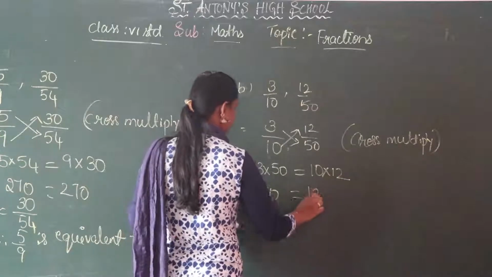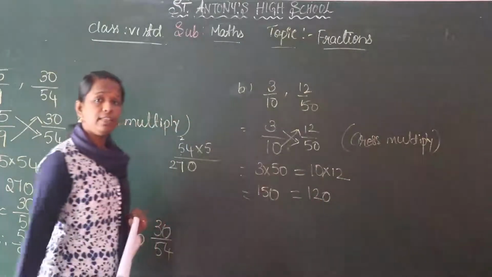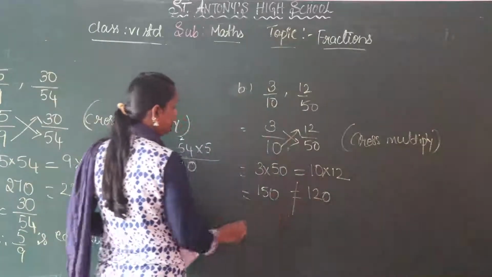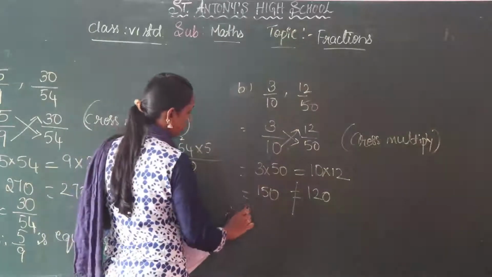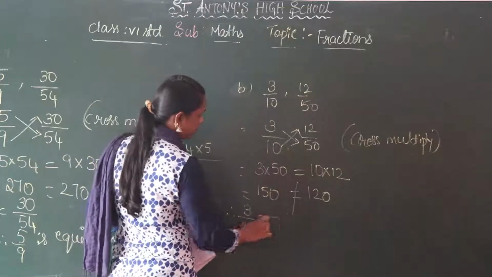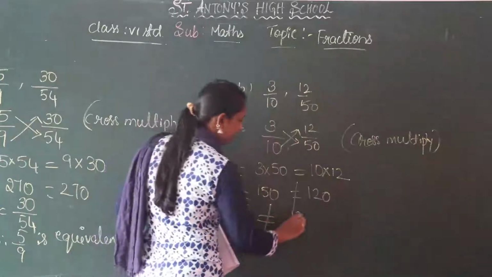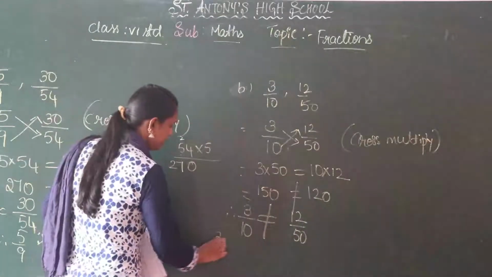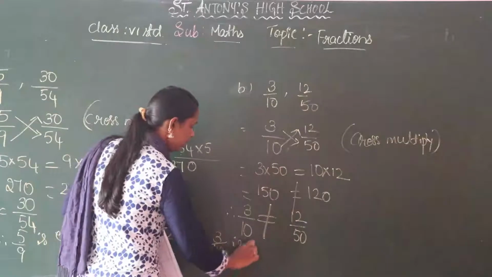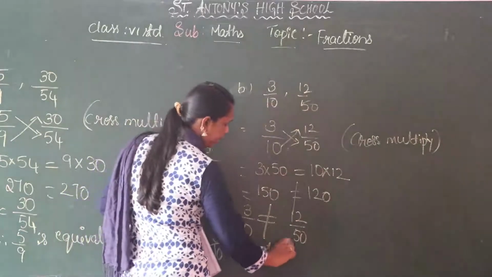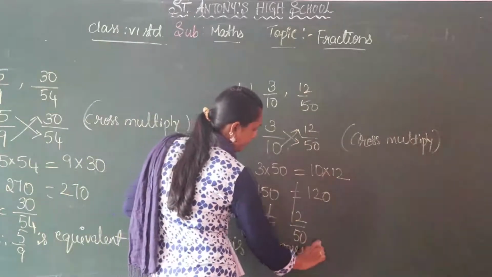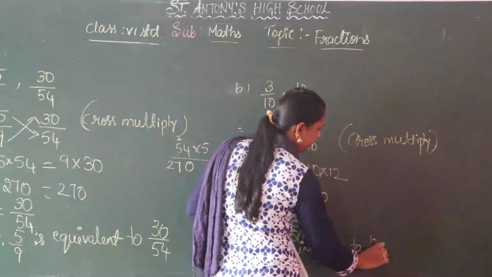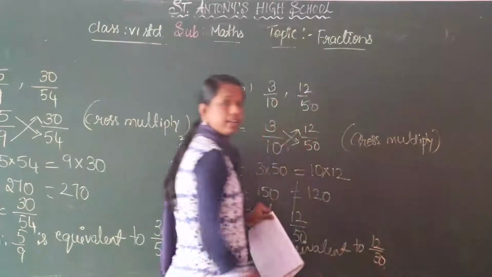It makes 120. 150 is not equal to 120. So this is a not equal symbol. Therefore, the given fraction 3 by 10 is not equal to 12 by 50. Write in words, 3 by 10 is not equivalent to 12 by 50.